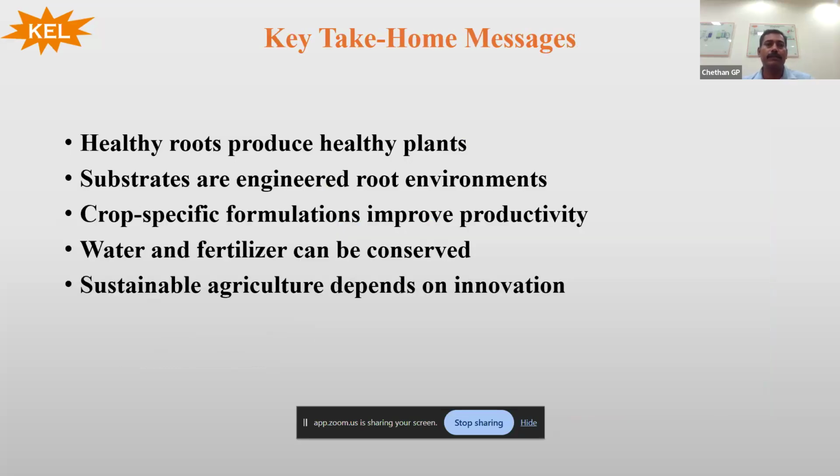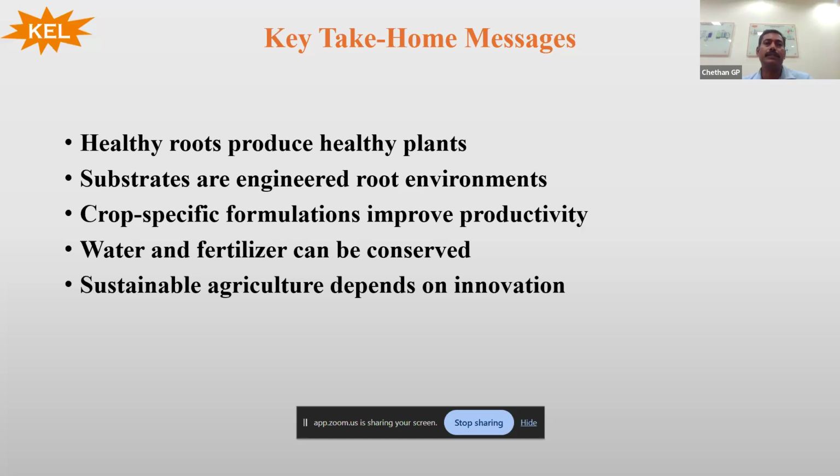Before concluding, let us summarize today's discussion. Healthy root systems are the foundation of successful crop production. Modern substrate provides a carefully engineered environment where roots receive the correct balance of water, oxygen, nutrients, and physical support. No single substrate is suitable for every crop. Instead, it should be customized according to the crop requirement.